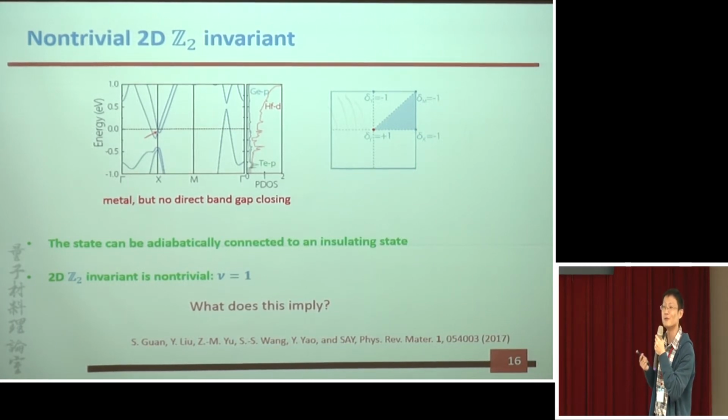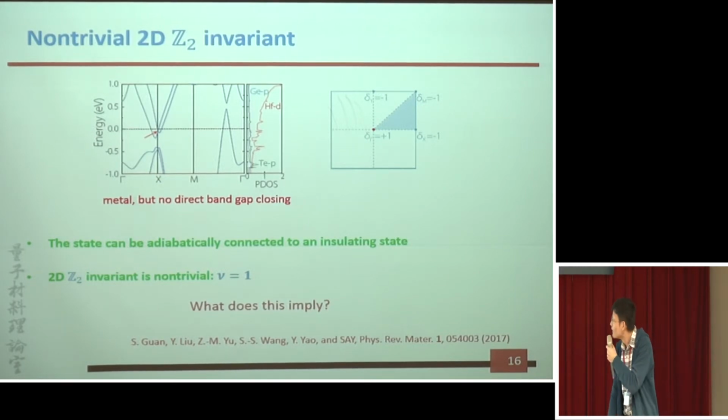But somehow you can also understand it, right? Although it's a metal, as you notice, the gap is closed only indirectly. So at any k point, you have a finite direct gap, which means you can identify a set of bands below the local gap. This forms a closed manifold. So you can define this Z2.